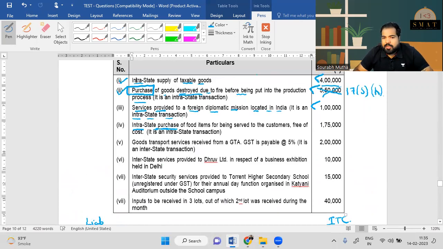Intrastate purchase. Now, purchase again leads to credit, of 4 items for being served to customers free of cost. Guys, confectionery, food and beverage, this is also blocked under Section 17(5)(b). So, sorry, no credit on this. Again, a working note that this has been blocked.